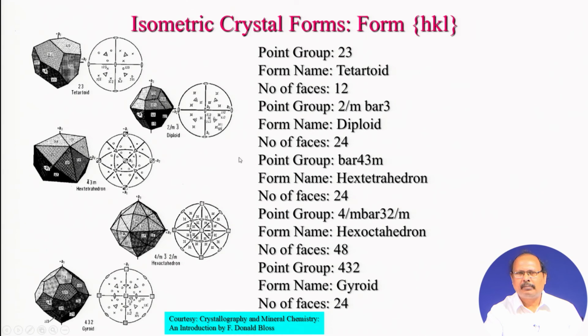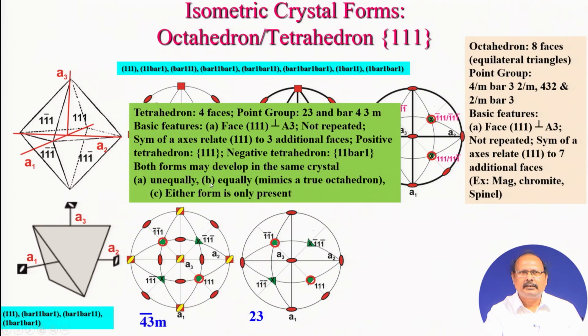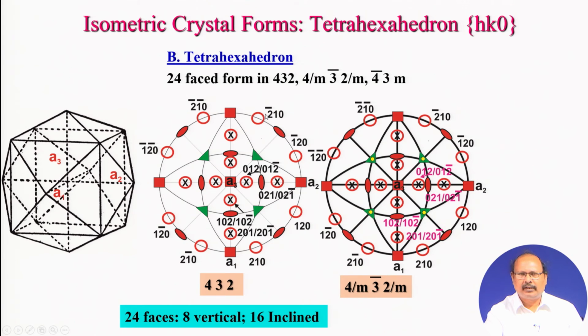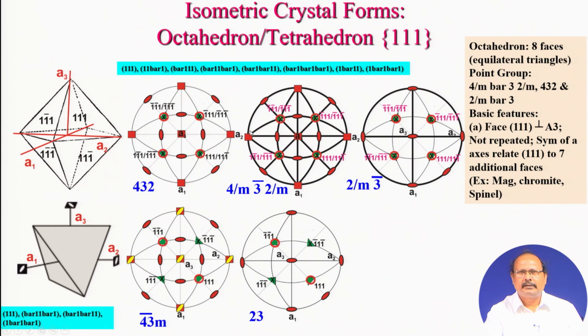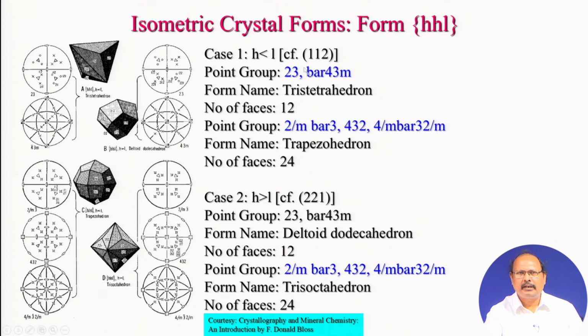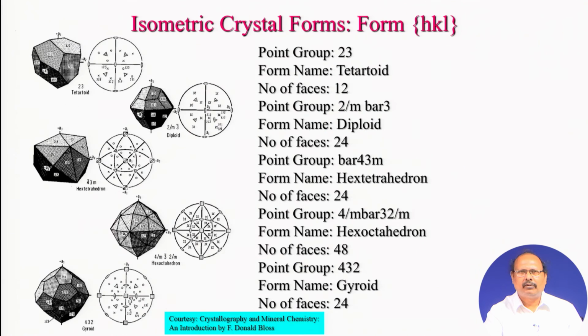So, in case you have pyritohedron, and then you have the other one we have studied, tetrahexahedron, and then you have studied the 111, we have octahedron and tetrahedron, and then you have studied the HHL form here. So, you have 4 types that we have studied here: tristetrahedron, trapezohedron, deltoid dodecahedron and trisoctahedron, and the general form symbol HKL. So, we have 5 varieties that we have studied here.